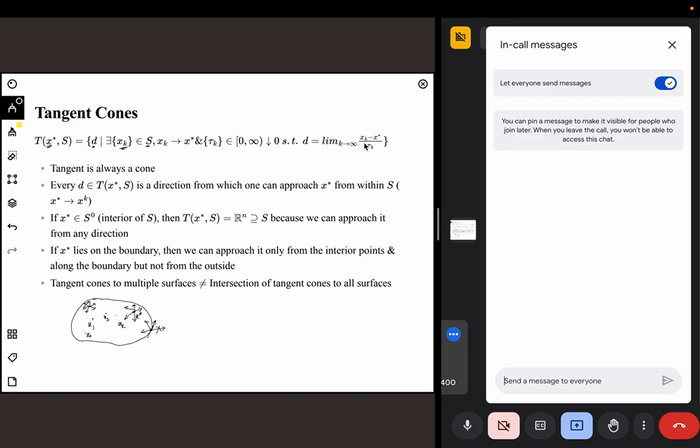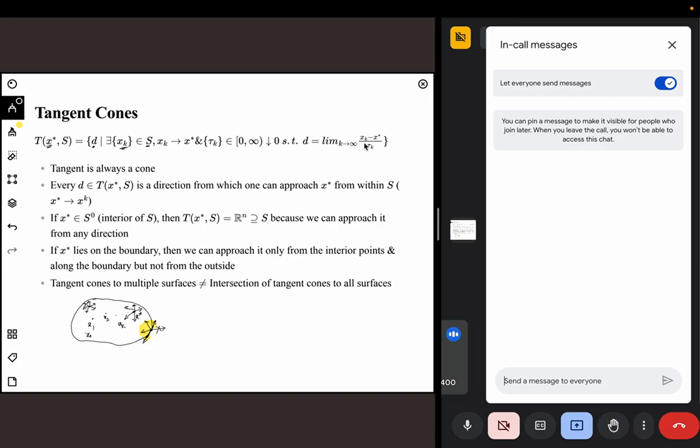A vector like this will be the tangent to that particular feasible region at that particular point. So all the vectors that you can form inside this will form my tangent cone for the boundary points.